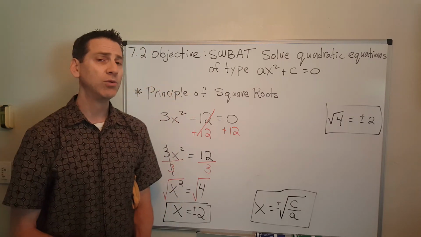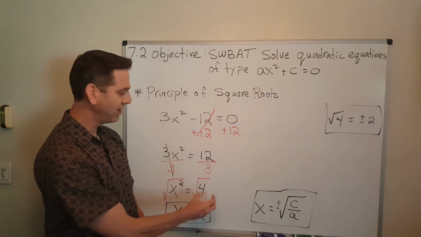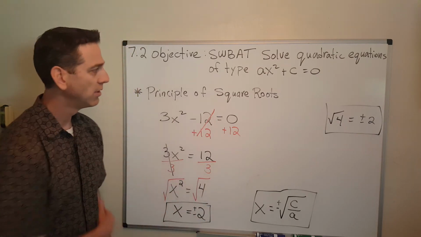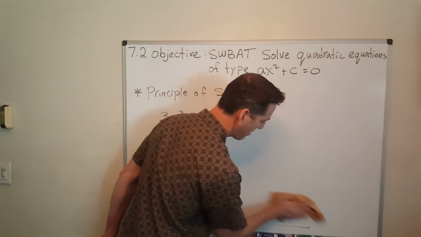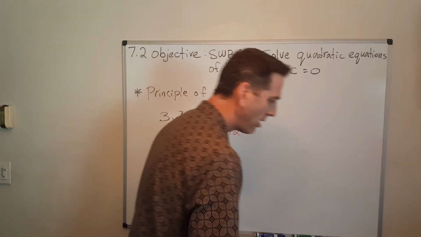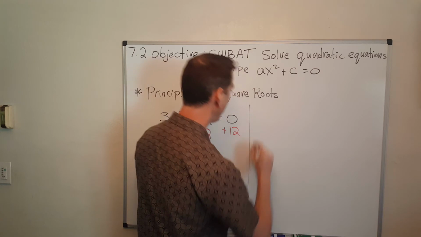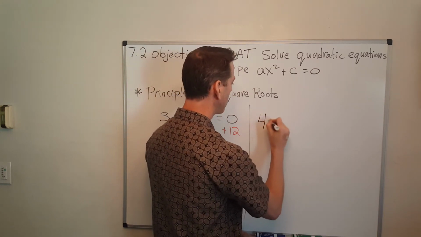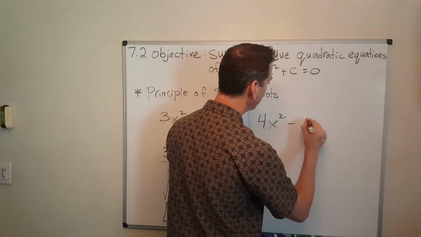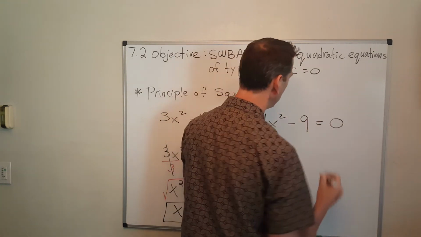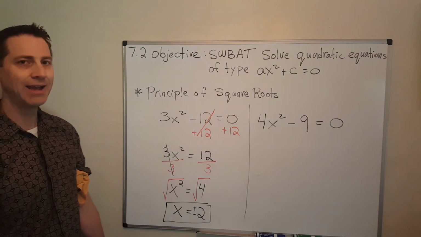Let's do one other example that will involve a little bit more complicated number on the right-hand side here. All right, let's go ahead and do that over here. All right, so I have 4x squared minus 9 equals 0. 4x squared minus 9 equals 0.